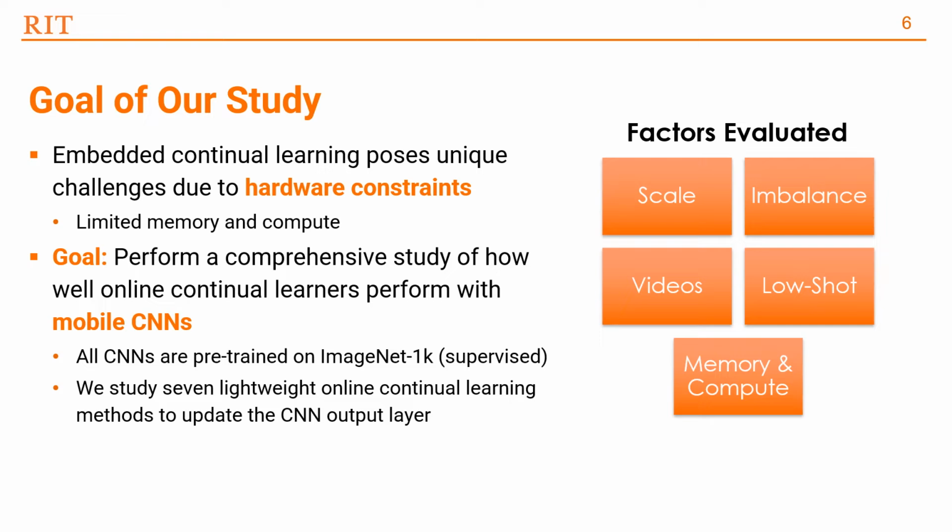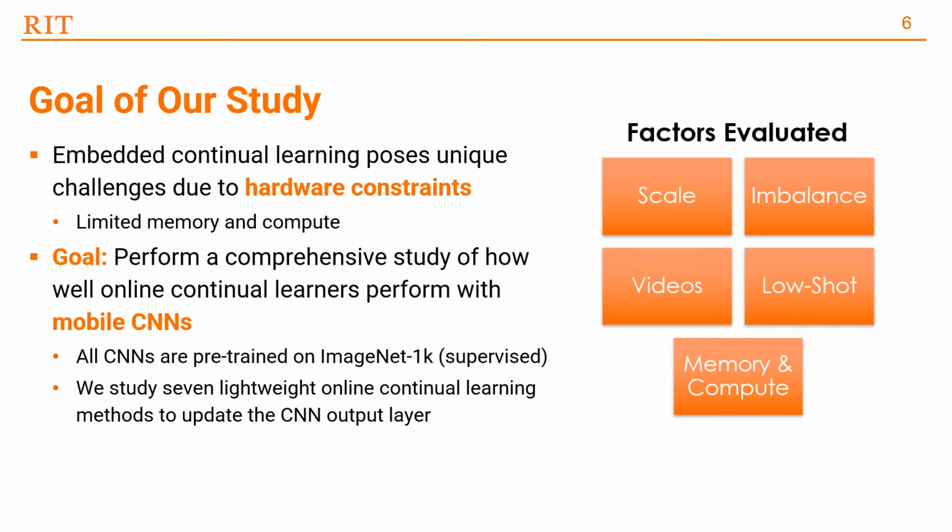Since embedded learning poses unique challenges to continual learners, we wanted to perform a comprehensive study to understand how well online continual learners perform when paired with CNNs designed for mobile applications. Specifically, we wanted to study the influence of 5 relevant factors for embedded continual learning on agents. This includes their ability to scale to large-scale, high-dimensional data, their ability to perform well in the presence of dataset imbalance, their ability to learn from temporally correlated video streams, their ability to perform well in low-shot learning settings, and their ability to perform well under memory and compute constraints.